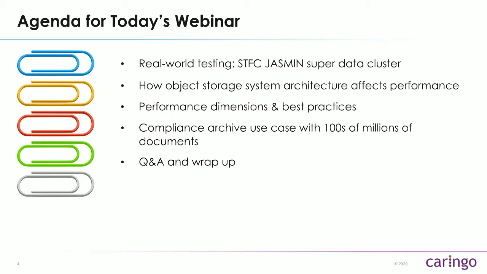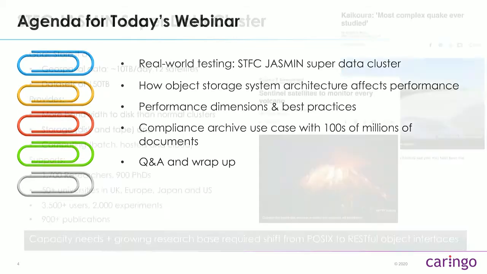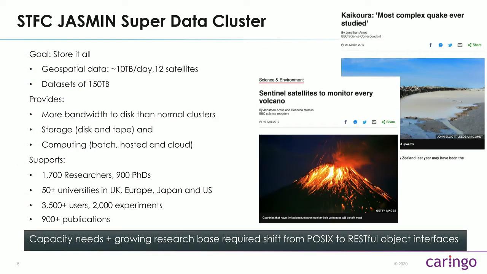So in today's webinar, we will review a very specific case where we did performance testing for a very large supercomputing cluster, scientific data. We'll also review how system architecture affects performance dimensions, best practices, and compliance archive use cases with hundreds of millions of documents. We'll also stick around for questions and answers and a wrap-up. Like I said, stick around. We'll have tips and tricks at the end. So Jose, why don't you take us into STFC and JASMIN?